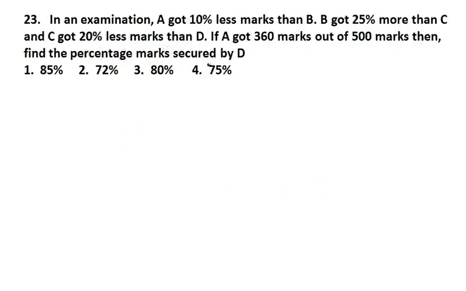Okay. Question number 23. In an examination, A got 10% less marks than B. B got 25% more than C, and C got 20% less than D. If A got 360 marks out of 500 marks, then find the percentage marks obtained by D. Now I think you must be an expert at how to deal with this question. Look guys, here in the question it is saying A got 10% less than B, and B got 25% more than C, okay, and C got 20% less than D.